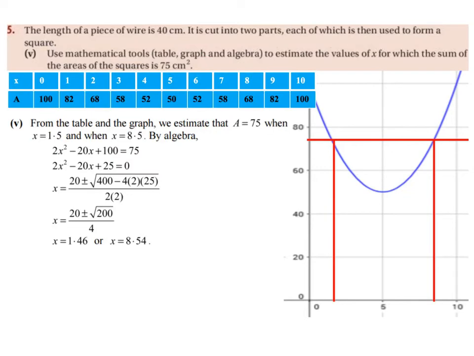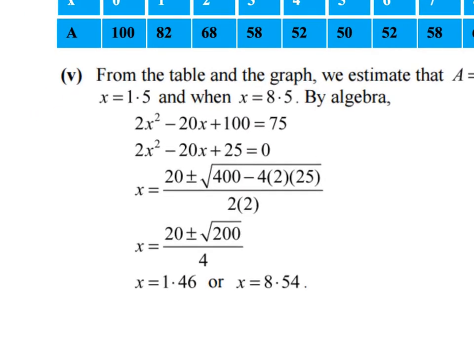So we take our equation, 2x squared minus 20x plus 100, and we let it equal to 75. We then bring the 75 over the equal sign, so 100 minus 75 is 25. And at this point you will not be able to factorize, so we're going to solve using the minus b formula. So our a is 2, our b is minus 20, and our c is 25.